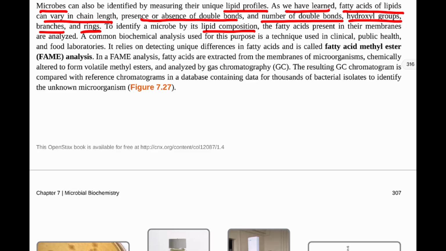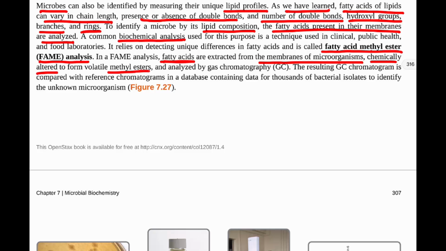So to identify a microbe by its lipid composition, it's very similar to what we just talked about. The fatty acids that are present in their membranes are analyzed. The common biochemical analysis used for this is called fatty acid methyl ester analysis, or FAME. So that's based on the fatty acids of the lipids, and then methyl ester analysis. That's because they take these fatty acids from the membranes of the microorganisms and then chemically alter them to form methyl esters. So fatty acid methyl esters, FAME analysis. They change them to form these methyl esters, and then they analyze them through gas chromatography.